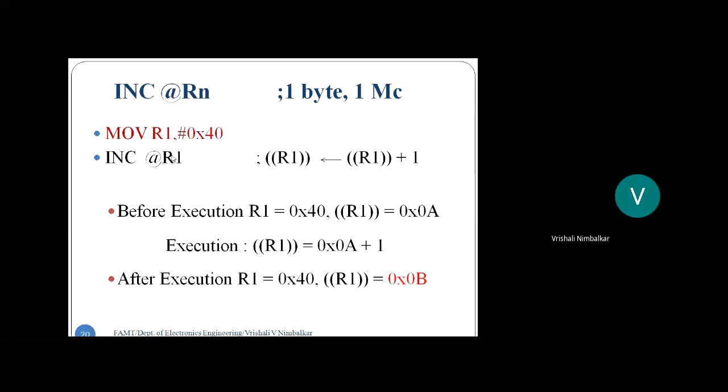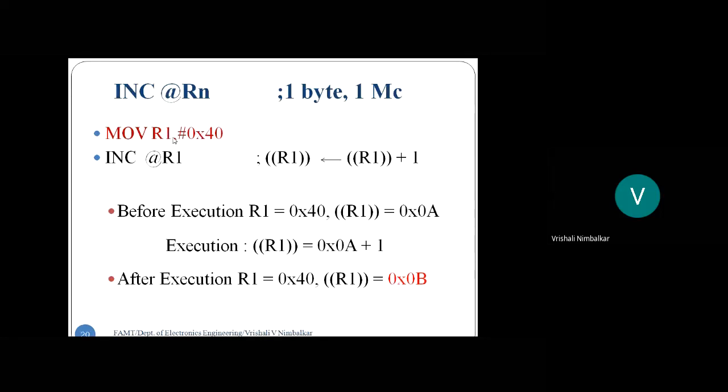INC @Rn, example written is INC @R1. Now I told you all R1 is a pointer, meaning R1 should have the address. So before writing INC @R1, make sure you have stored the address in R1. So look in the red color.